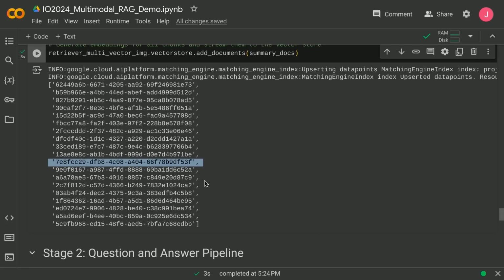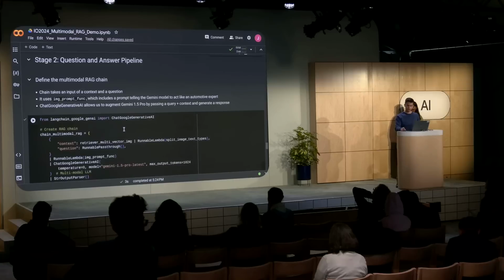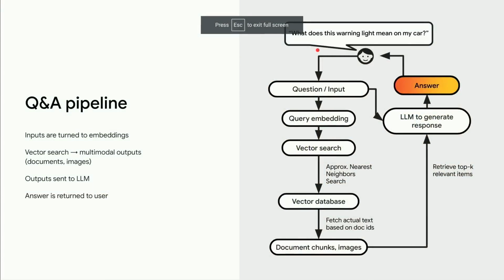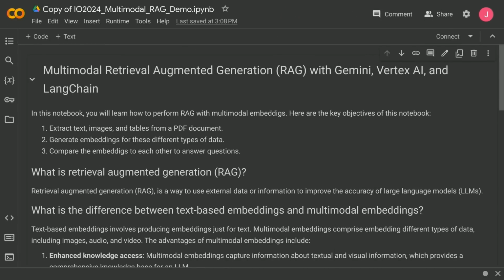So the next step is actually accessing all of those in our Q&A pipeline. So just a reminder to go back to this slide, our Q&A pipeline: when we ask a question, we turn that question into an embedding, and then we search across all of our embeddings in our vector database. We get the matches, and then we join these back to our document store to get the original text chunks, any summaries, any images, and we feed all of this into our large language model to give us a great answer.